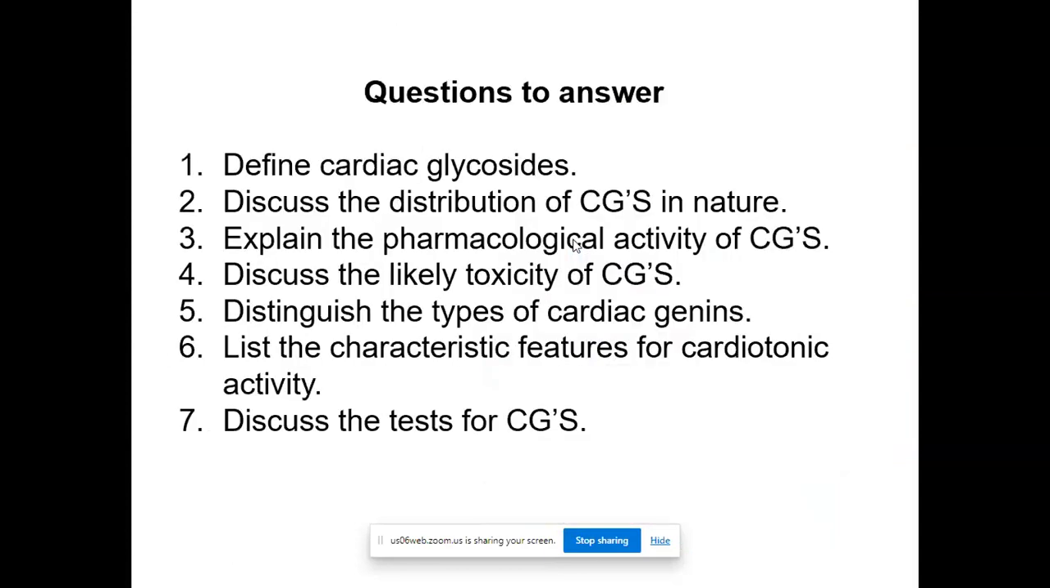Next one. Okay, so we can use these questions as a recap. We do a recap. I said we can use these questions to do a recap because they cover the areas we've covered right now.